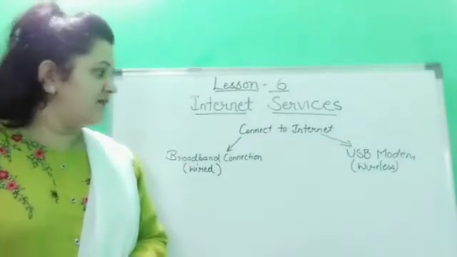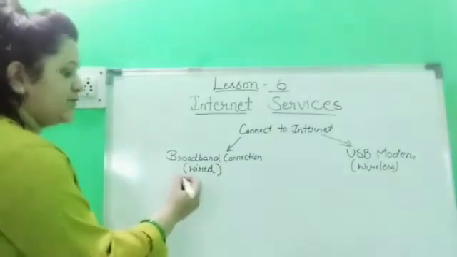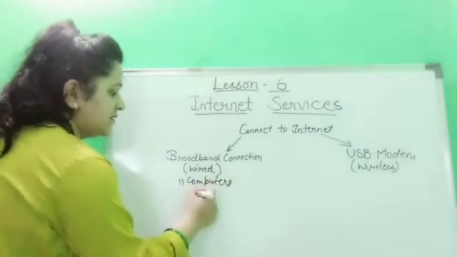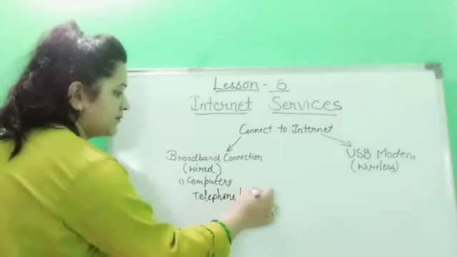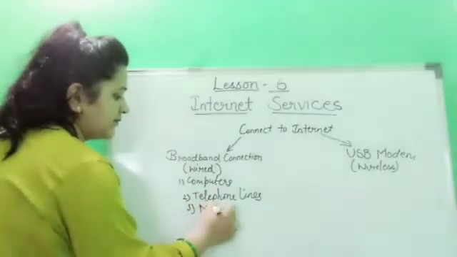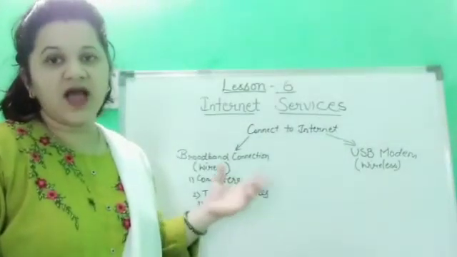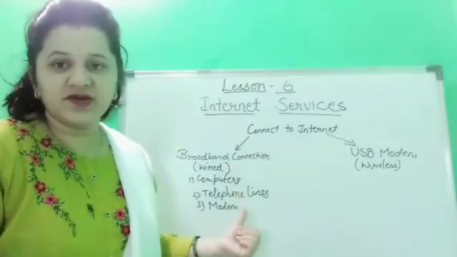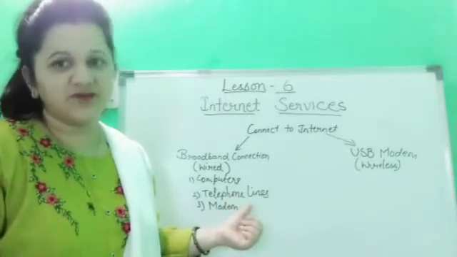Okay children, now for this type of connection you would require some devices. What would you require? Computers, telephone lines and modem. Children, this connection offers you high speed internet connectivity, in which it uses multiple transmission lines, multiple telephone lines, to transmit the signals or the information.